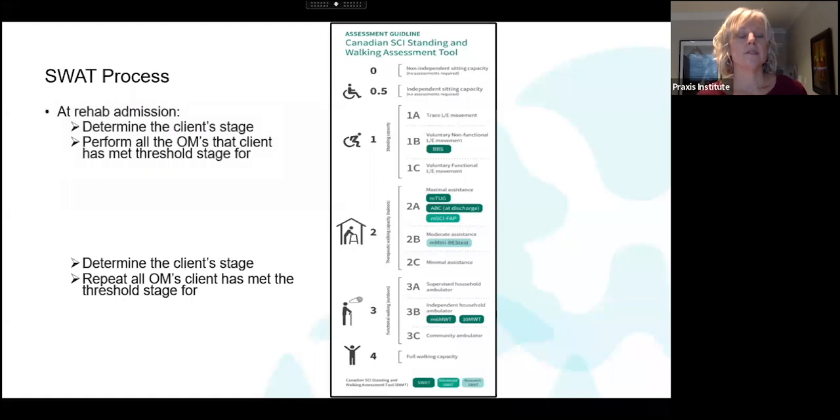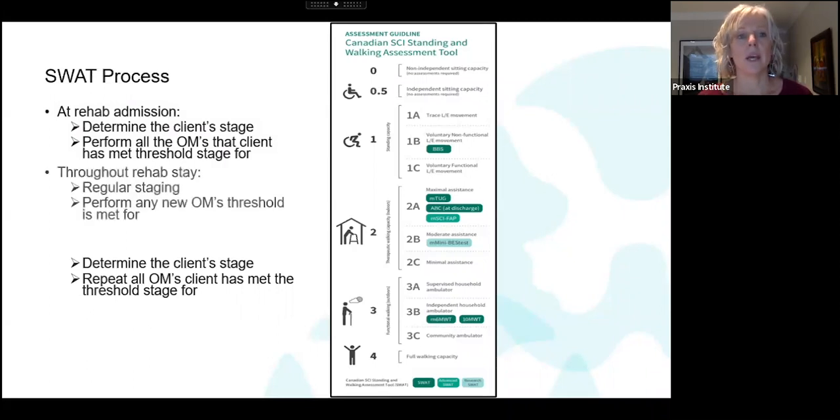So the process for collecting the standing and walking assessment tool. When a client is admitted at rehab, you will determine the stage. So you use the staging tool and determine what SWAT stage the client is at. And then you'll perform all of the outcome measures that that client meets the threshold for.